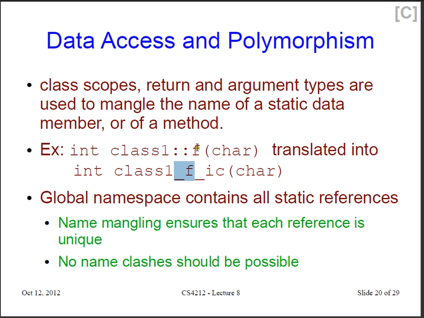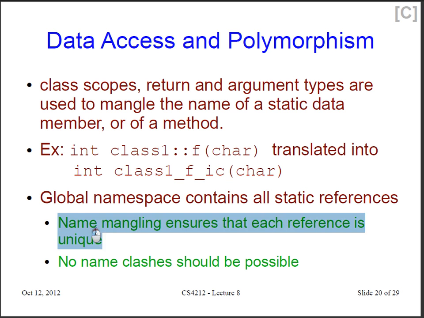The original method name becomes part of the name of the function, and some encoding of the argument types becomes part of the name of the function too. So here we're essentially saying that this one returns an integer and takes a char as an argument. We would have some combination of letters indicating the return and the argument types. At the C level, we need to ensure that all the names are unique. No name clashes should be possible, and this is not always very easy to enforce.